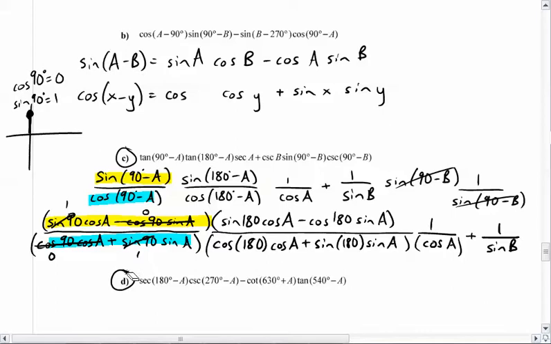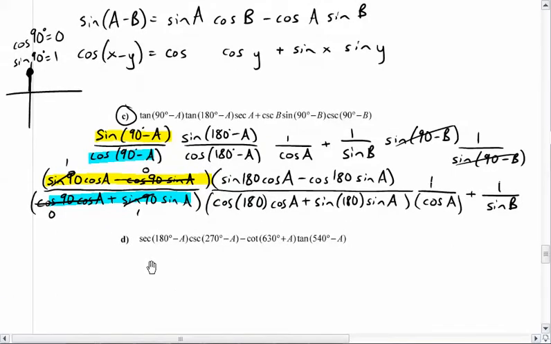Okay, so now this simplifies, and I'll write it down here. The yellow part is just cos a, and the blue part is just sine a. That's a lot simpler. And I'll do the same thing for the 180s.